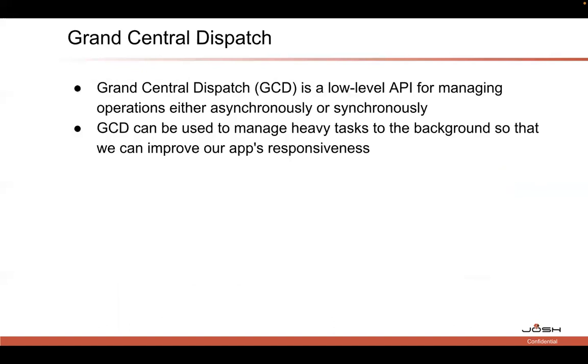We'll see how GCD is used. GCD is Grand Central Dispatch, which is a low-level API for managing operations, developed in Objective-C, and we can use it asynchronously or synchronously. It is very helpful for managing heavy tasks in the background, so that we can improve the app's responsiveness. A common use case of GCD is making network requests that can import a large amount of data into the app. Locking the user interface, or freezing it for the user, is unacceptable.